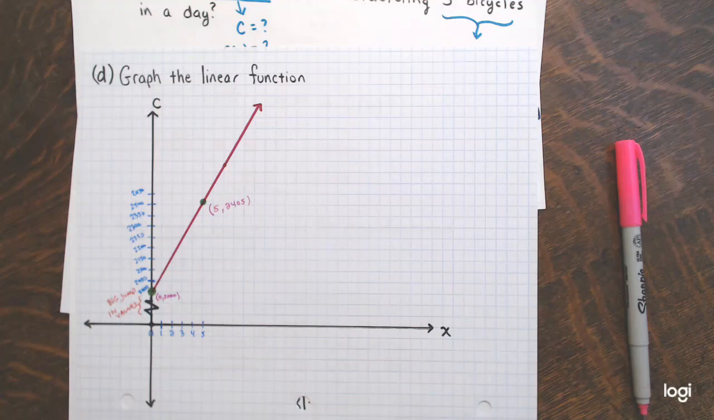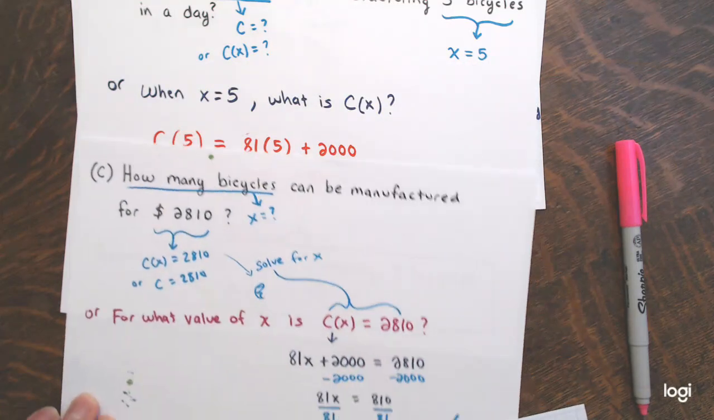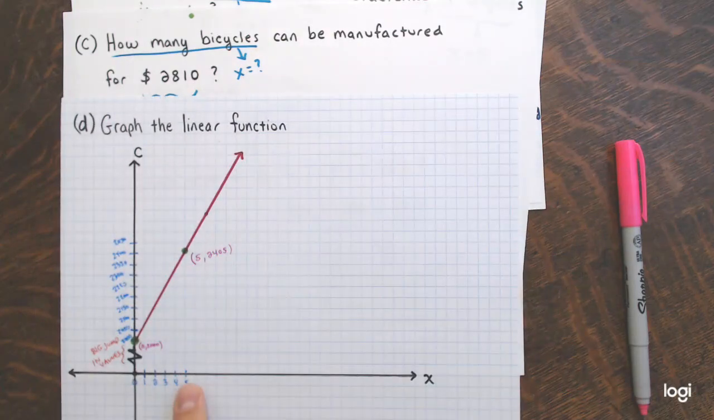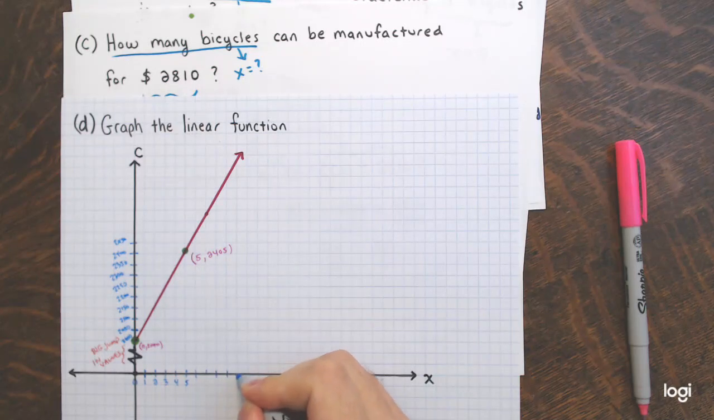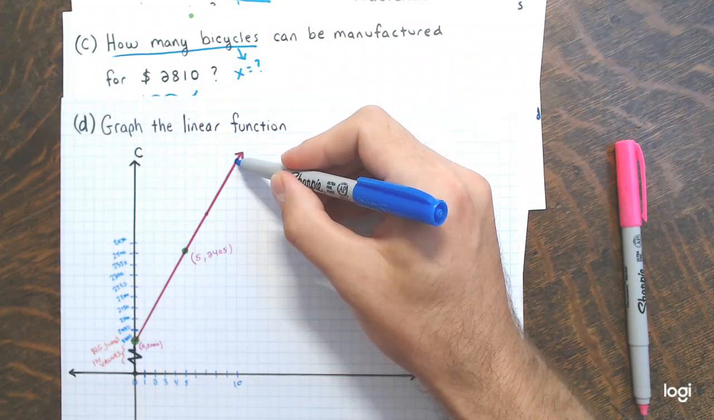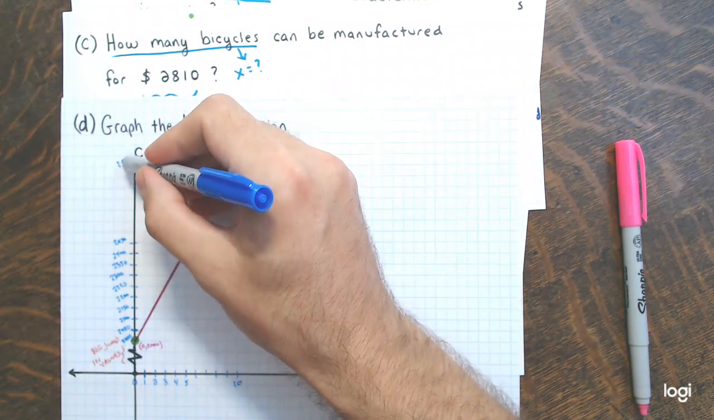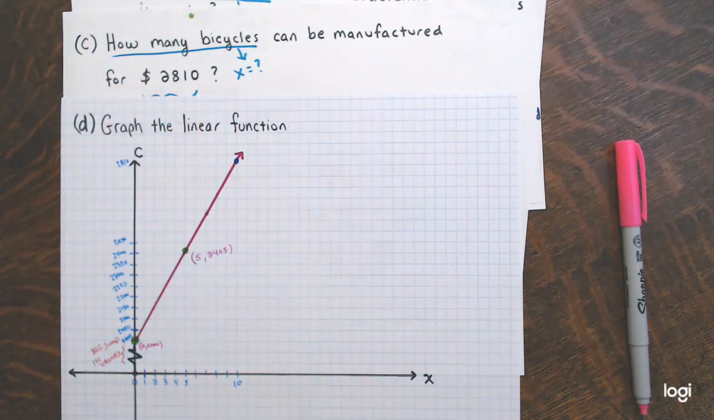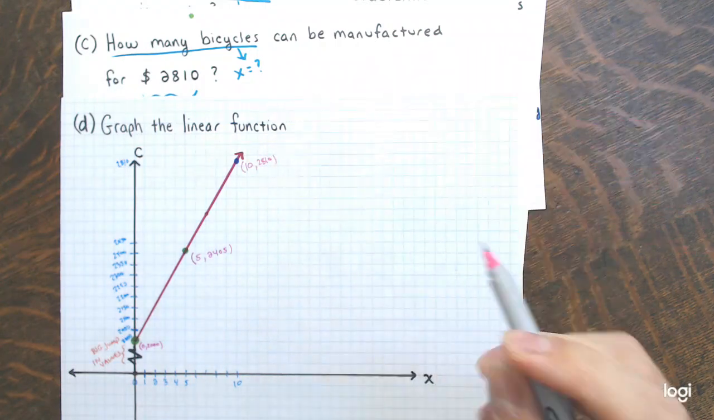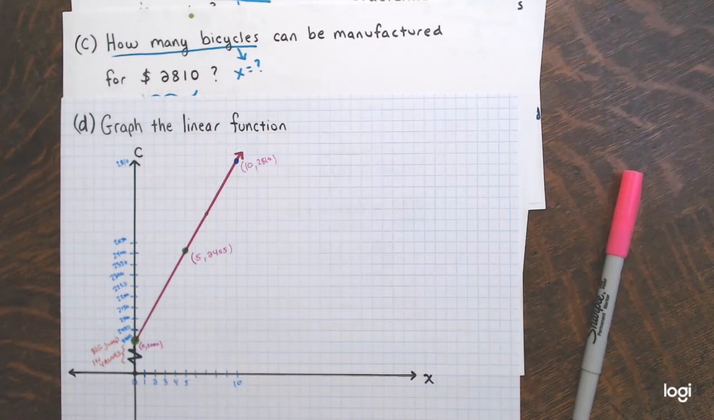Now another point that would be on this, right? We saw in part C, my apologies, I had x equals 10. C would be 2,810. So if I went to x equals 10, right, if I went to 6, 7, 8, 9, 10 bicycles, the output up here, this point here, should be at $2,810 on the vertical axis. Right, so there's the point, 10, 2,810. Right, 10 bicycles, it costs $2,810 to produce. But it should fall on that line. All right?